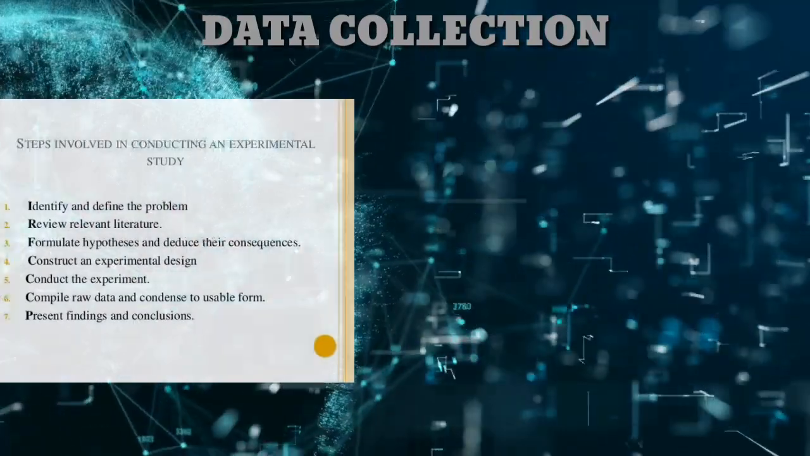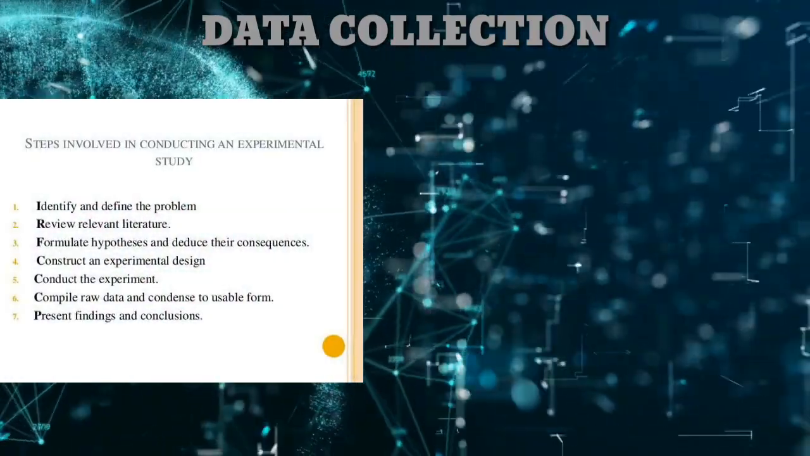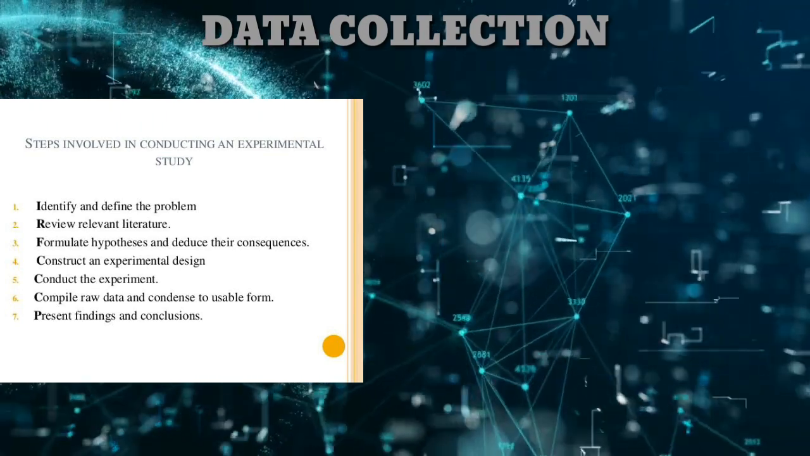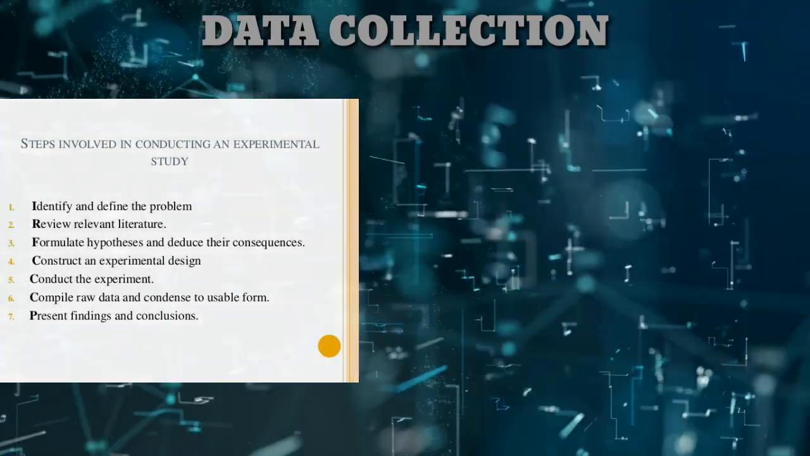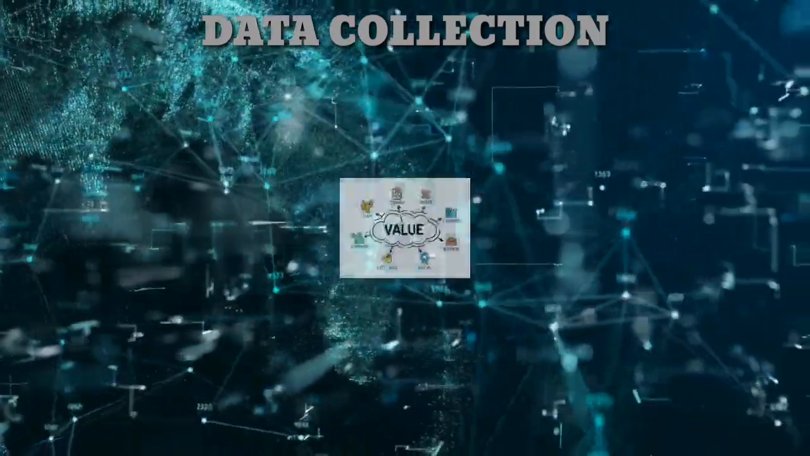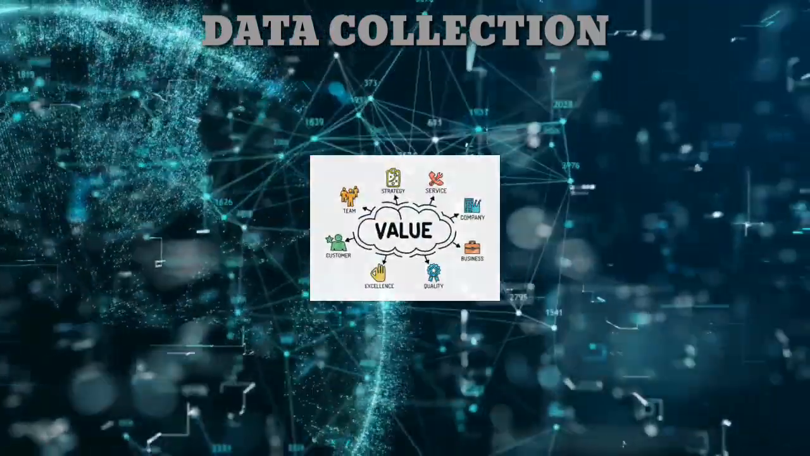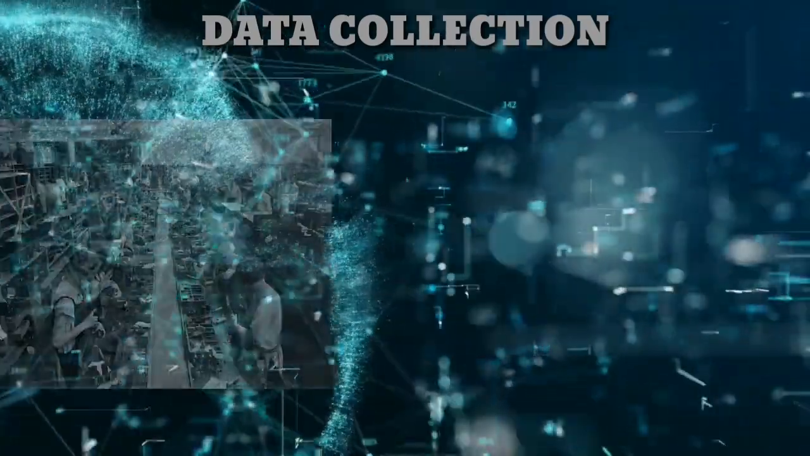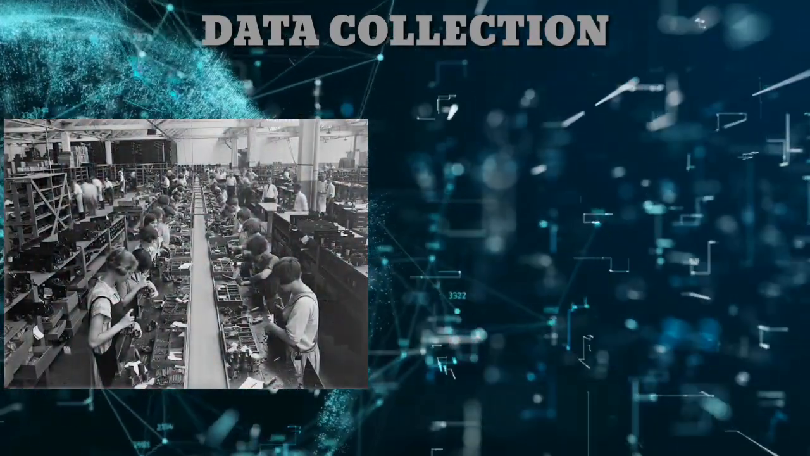An experimental study involves taking measurements of the system under study, manipulating the system, and then taking additional measurements using the same procedure to determine if the manipulation has modified the value of the measurements. Example: determining whether increased illumination would increase the productivity of assembly line workers.